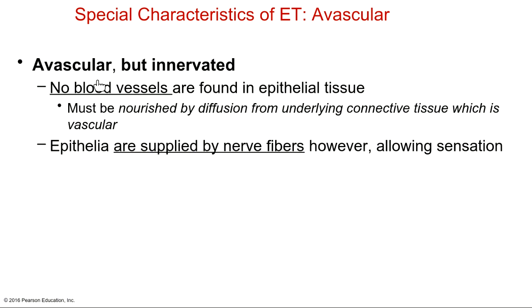A real important characteristic of epithelial tissue is that it is avascular, but it is innervated, which means it does have a nerve supply. So you are able to receive sensation, because you have sensory nerves projecting all throughout your epithelial tissue. So yes, you are able to feel things because of this. You can feel pain and temperature and all that kind of stuff because you do have innervation there, but you do not have vascularity there.